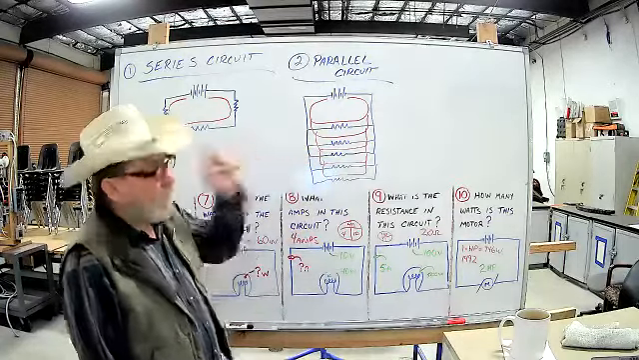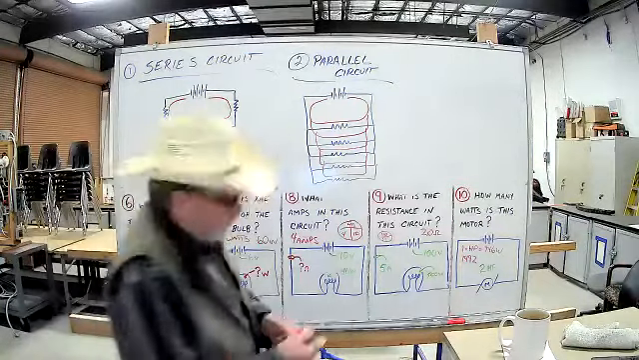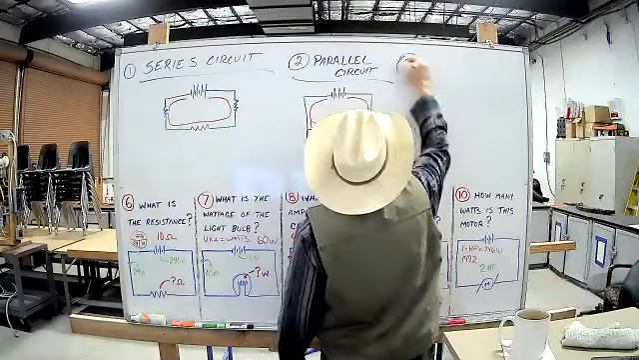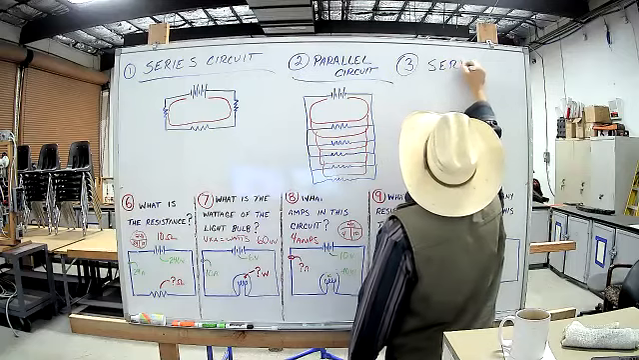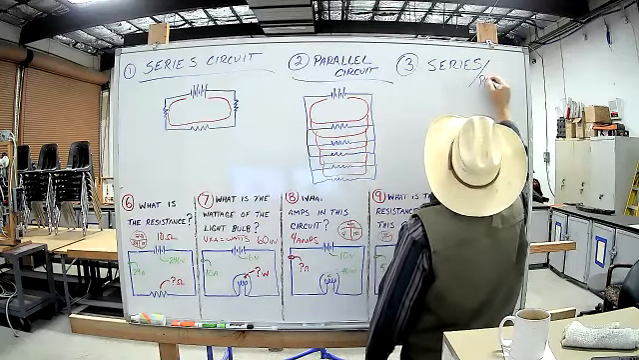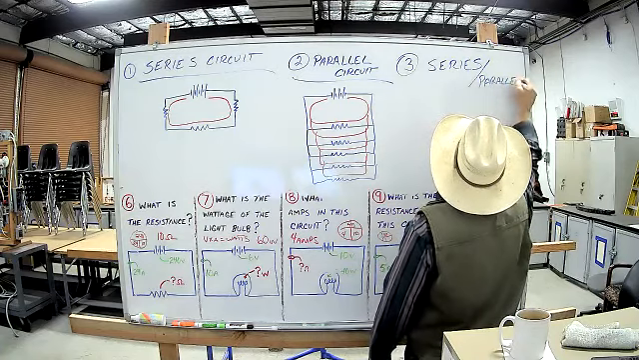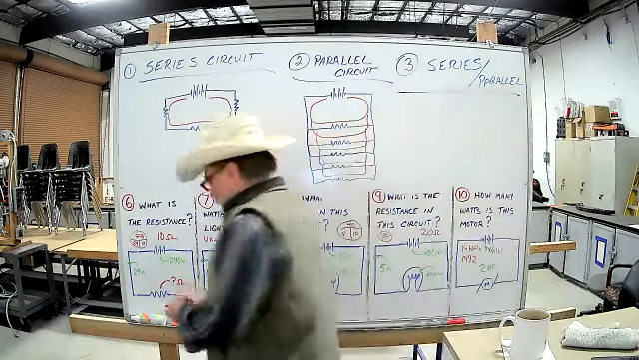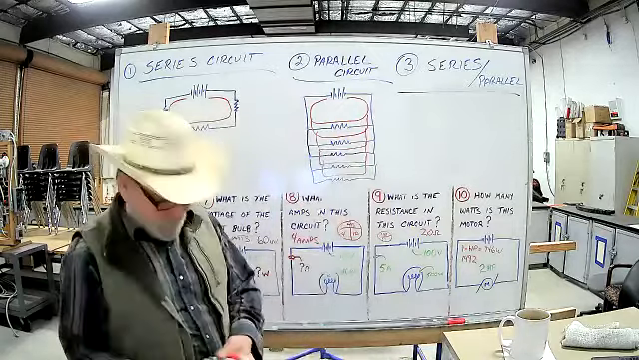So let's talk about the third kind of circuit, which is number 3. This is going to be a series parallel. Okay, all that is, this is no new thing. This is just a combination of these two.